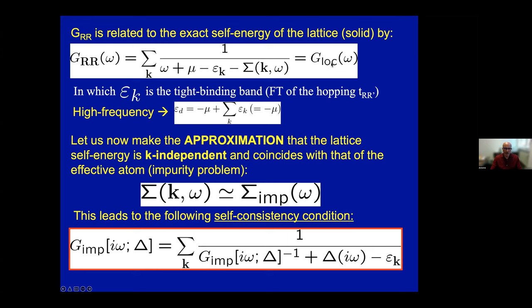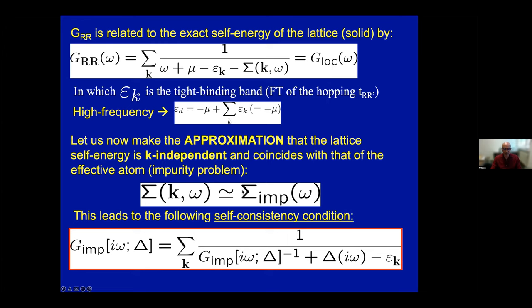So G local is also G impurity. So here there is something called G impurity. These two objects are imposed to be the same. In other words, the atom in a bath problem is thought of as an exact representation of the local Green's function. At this point, there is no approximation.